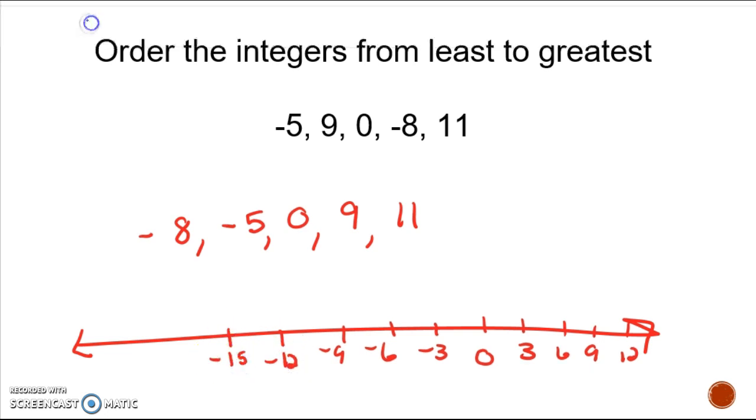Now, if I were to plot all these points, 0 would be right here, 9's right here, 11 is right there, -5 would be right about around there, and -8 would be right around there. So I just put them in order of where I plot them. So -8, -5, 0, 9, and 11.